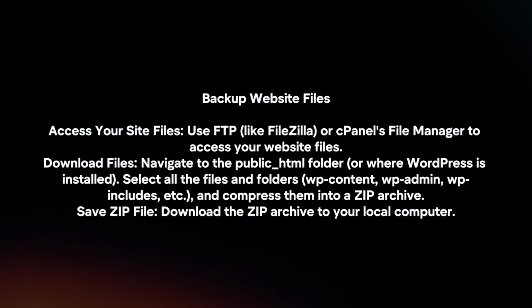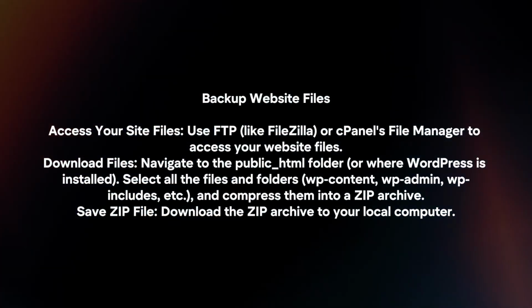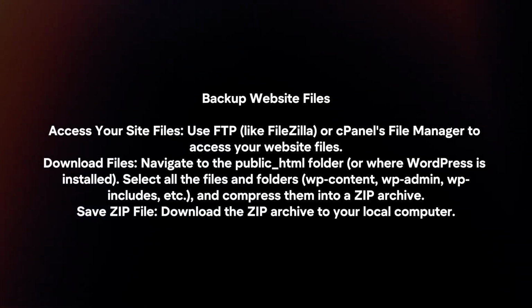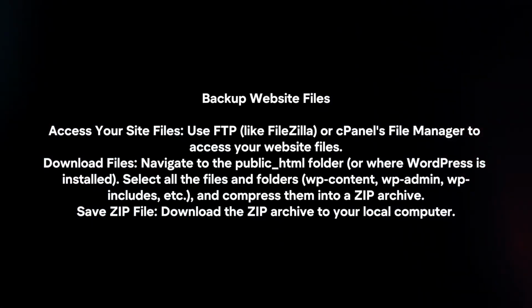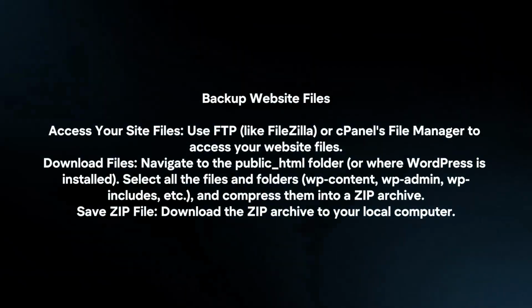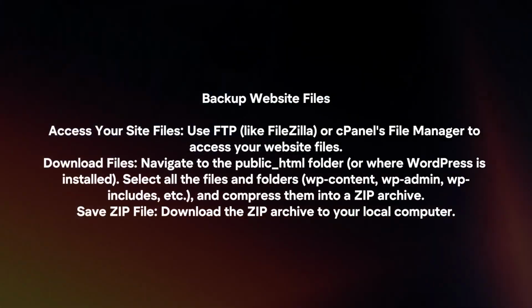Backup website files. Access your site files. Use FTP or cPanel's file manager to access your website files. Download files. Navigate to the public_html folder. Select all the files and folders and compress them into a zip archive. Save the zip file. Download the zip archive to your local computer.